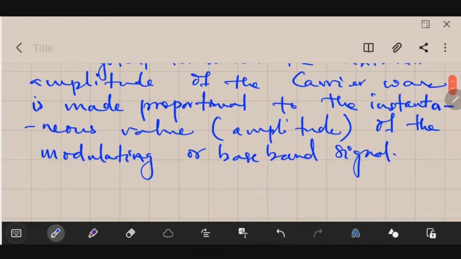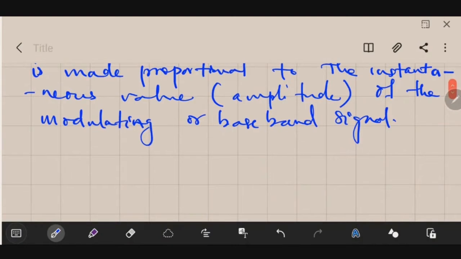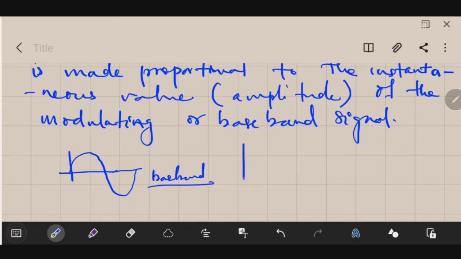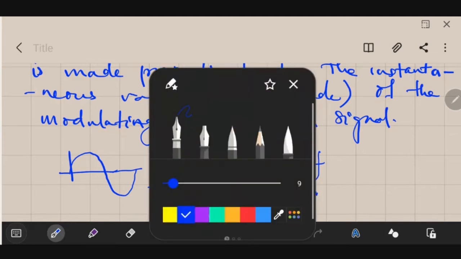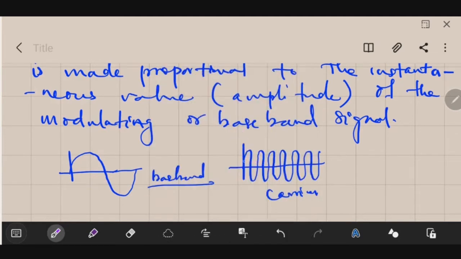Let me explain the definition in a different way. What we are essentially doing in amplitude modulation is, according to the instantaneous amplitude of the baseband signal, we are changing the amplitude of the carrier signal. This is the baseband signal. Carrier is basically a high frequency signal like this. So the amplitude of the carrier is varied according to the baseband signal amplitude, in this way.